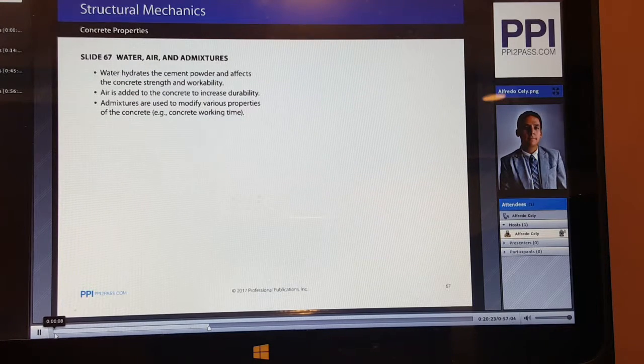Admixtures are used to modify various properties of the concrete, such as the concrete working time, the concrete setting time, the concrete slump, and many, many others. Now, there's additional, what I like to call cosmetic additives that you can add to concrete to perhaps give it a specific color tint or give it a specific roughness finish.